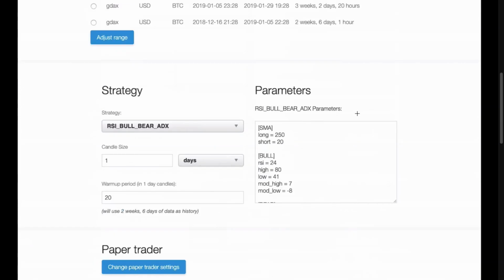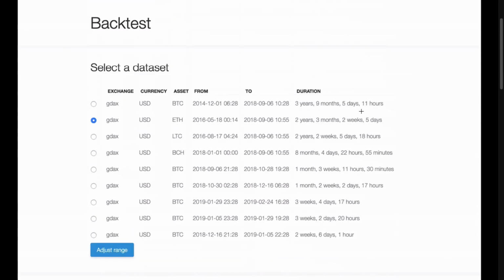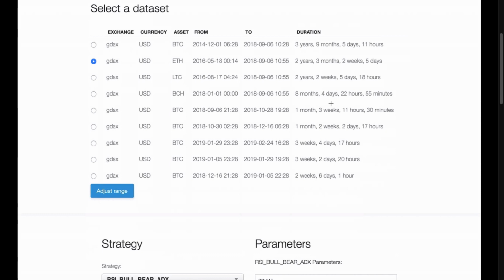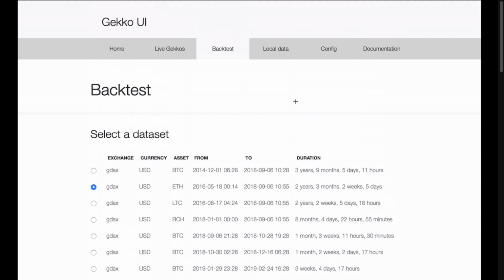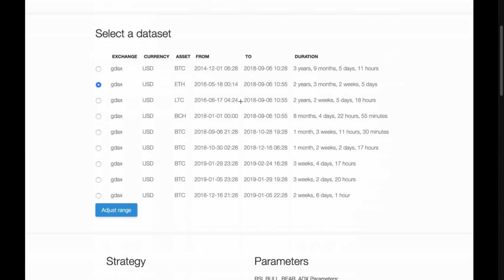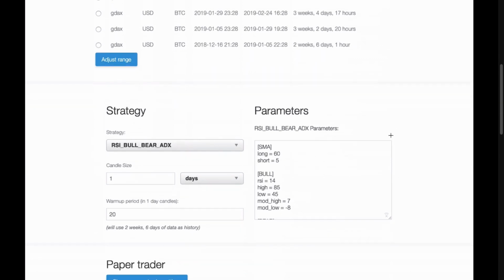So yeah, RSI bull bear ADX does not do well in terms of a daily backtest, well, a backtest based on a daily candle size. So I obviously have to tweak it. I just want to tweak it to make it trade a bit more. And so this is a tweaked version of RSI bull bear ADX. Tweaked as in just tweaking the parameters. I didn't change the strategy itself. The strategy was exactly the same.